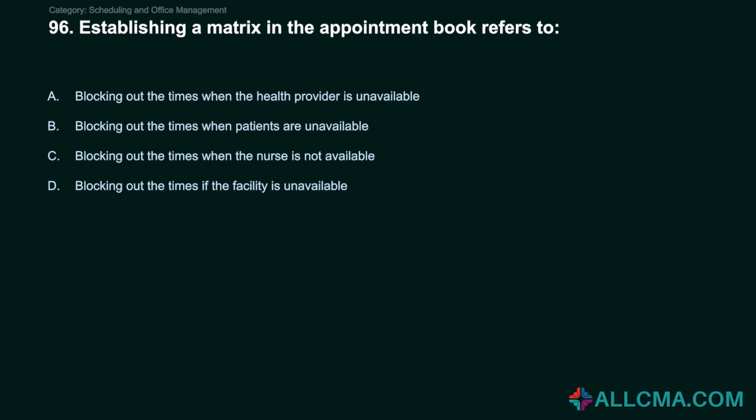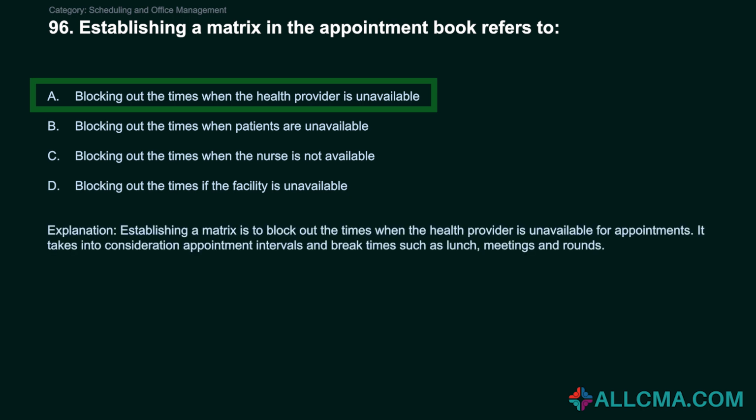96. Establishing a matrix in the appointment book refers to A. Blocking out the times when the health provider is unavailable. B. Blocking out the times when patients are unavailable. C. Blocking out the times when the nurse is not available. D. Blocking out the times if the facility is unavailable. Correct answer: A. Establishing a matrix is to block out the times when the health provider is unavailable for appointments. It takes into consideration appointment intervals and break times such as lunch, meetings, and rounds.